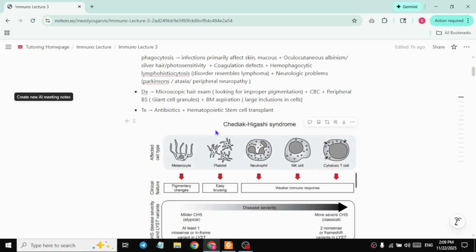You see, in any of these immunodeficiencies, the primary go-to drugs are antibiotics. Okay, you have to give them antibiotics, right? Because you need them to fight infection. Apart from that, you might have to do a stem cell transplant. Okay, in most of all of these, the general answer is antibiotics and stem cell transplant.